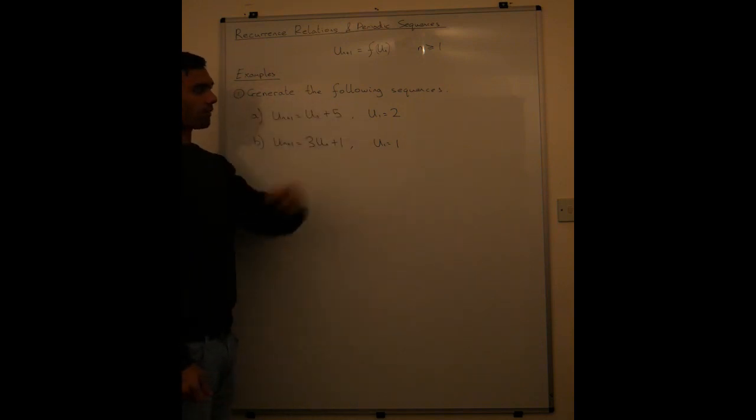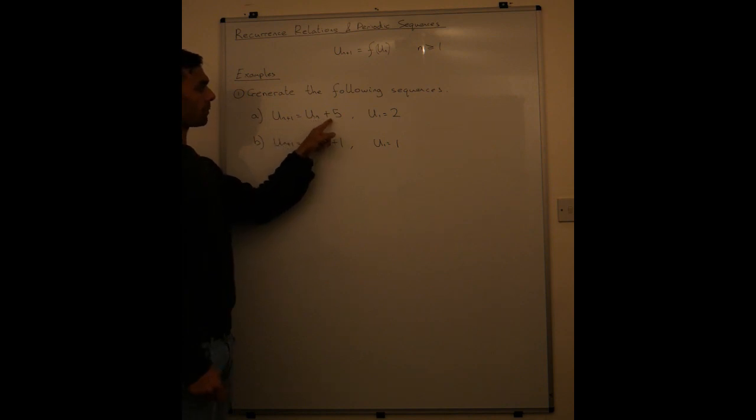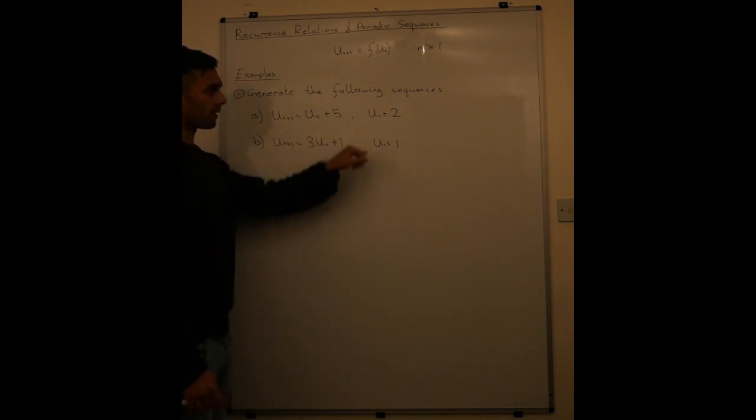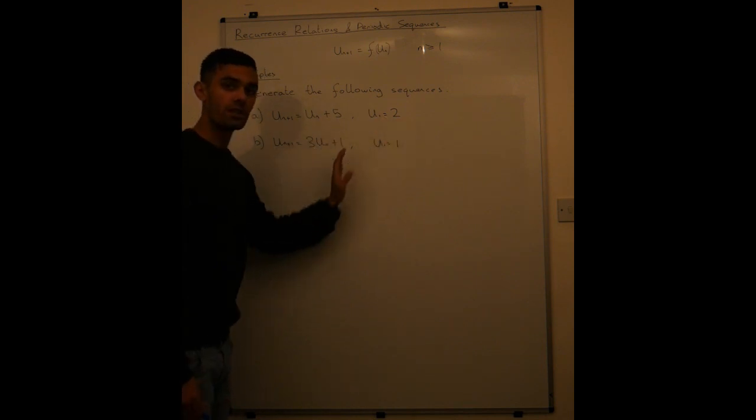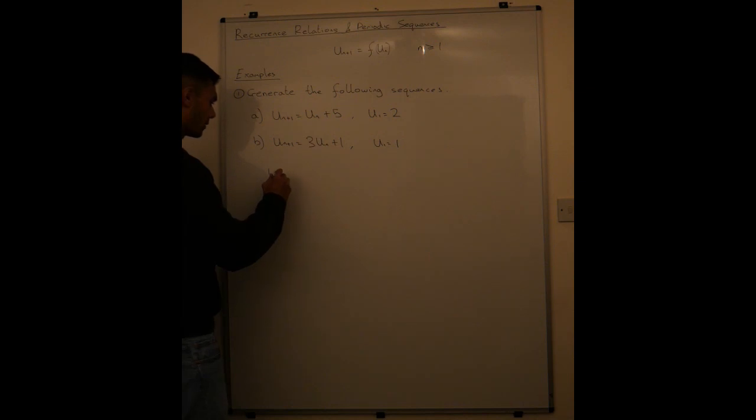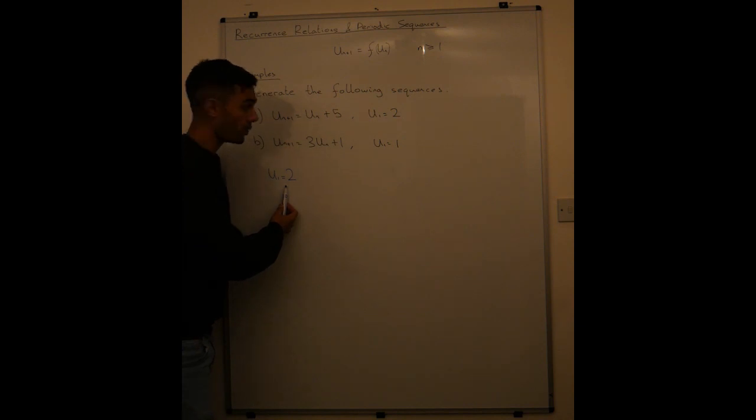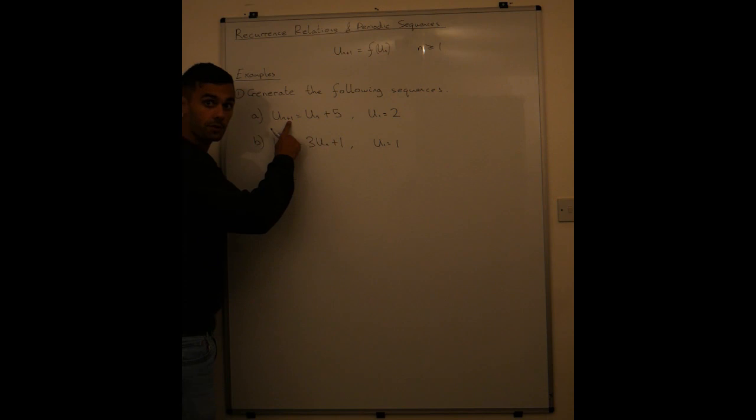It says generate the following sequences, and our first one here is u(n+1) equals un plus 5. We're given what the first term is. We just need to find the following terms. So u1 equals 2. Right, I now want to work out the next term, u2. So up here, I want to make this subscript 2. That means I need to make n equal to 1.